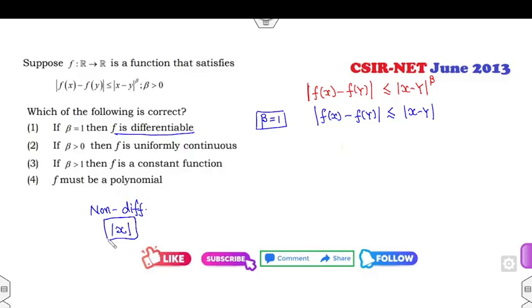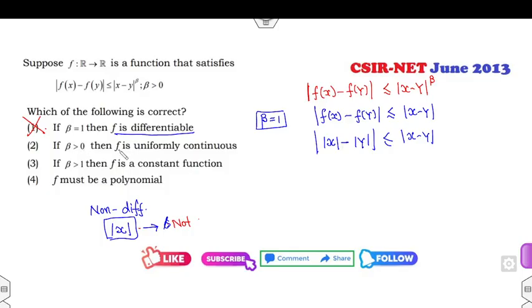Mod x. Fine. Now you can check whether this property is satisfied or not. Mod x minus mod y. We all know this is always less than or equal to |x - y|. So that means this satisfies the given requirement. So is it differentiable? This is not differentiable. The first option is cancelled.